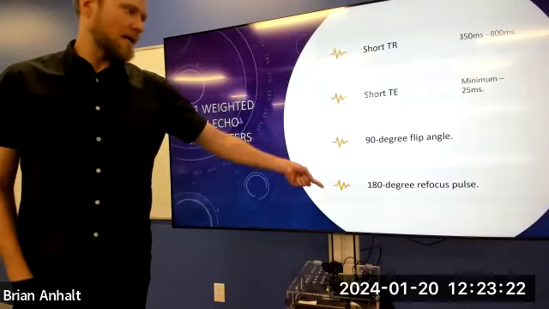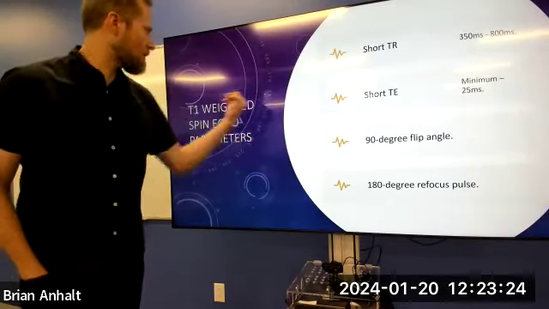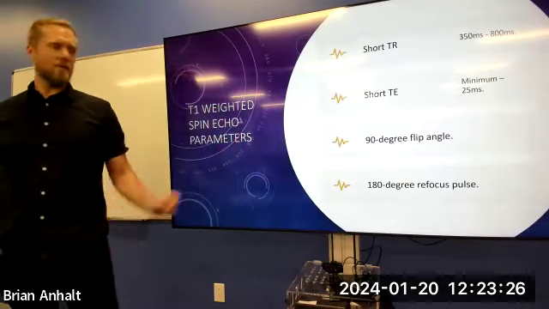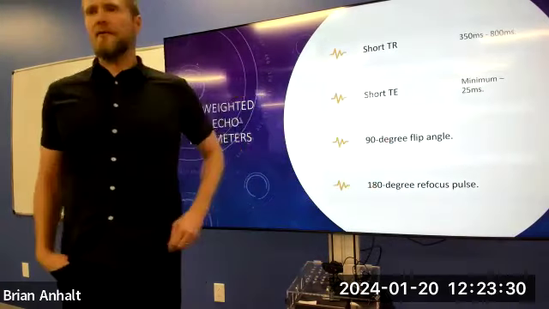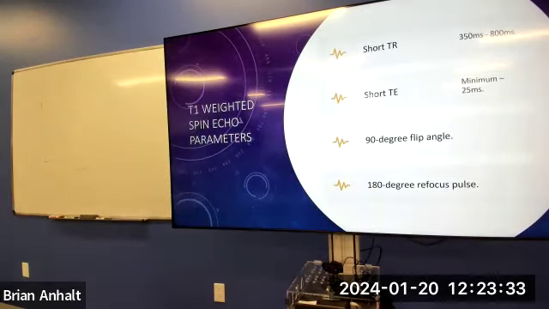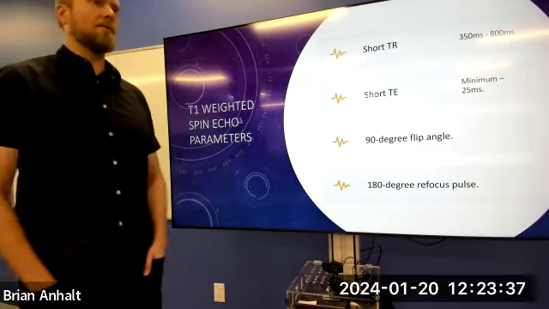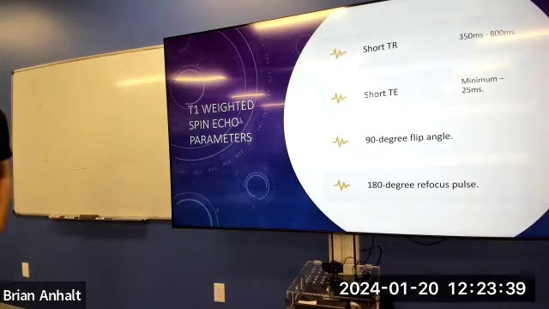90-degree flip angle and 180-degree refocusing pulse. That's how we know that it is a spin echo, right? Flipping our excitation pulse is 90 degrees, and our refocusing pulse is 180 degrees. Spin echo uses RF refocusing. We'll talk about gradient echo in a minute here. It's different.